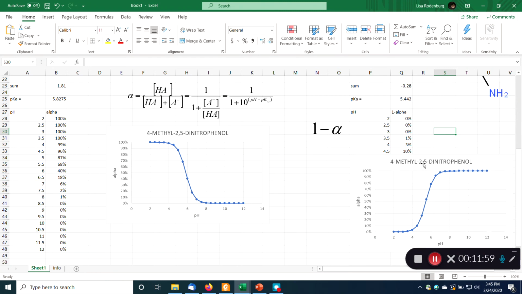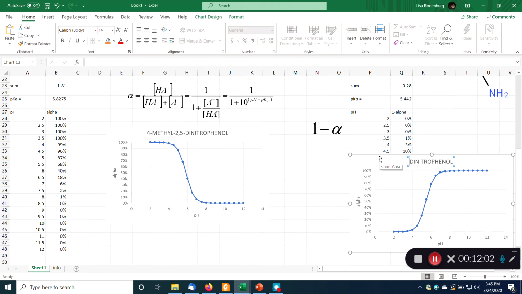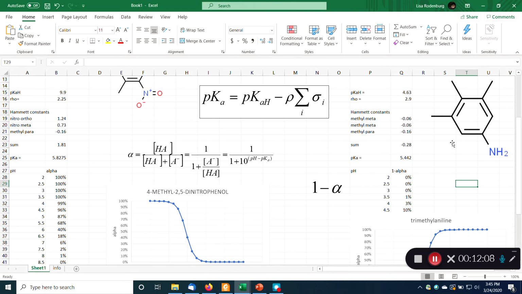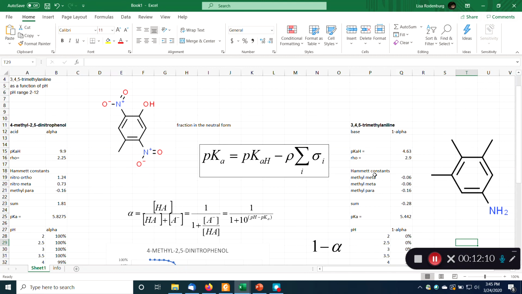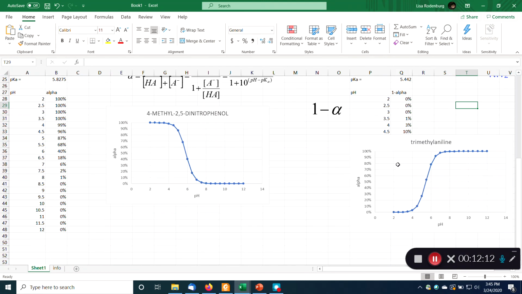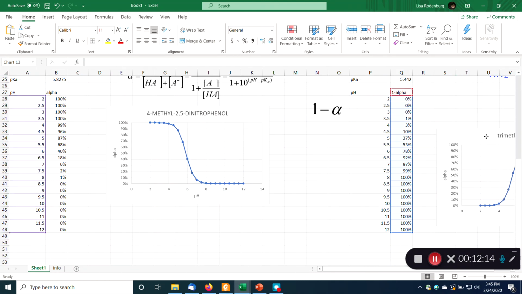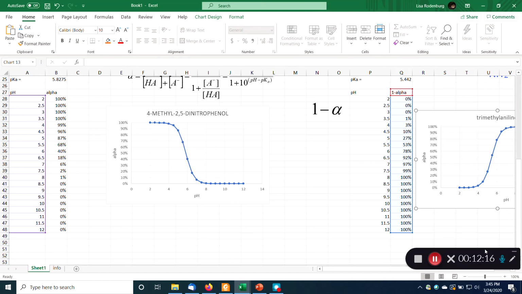So again, and of course now this is no longer the same compound, this is now our trimethyl aniline. I don't spell very well, but I think that's right. I don't spell too good, but I'm doing my best.